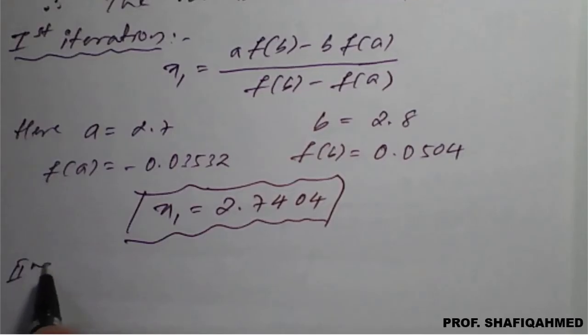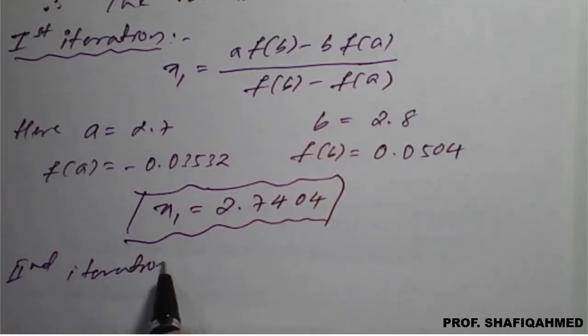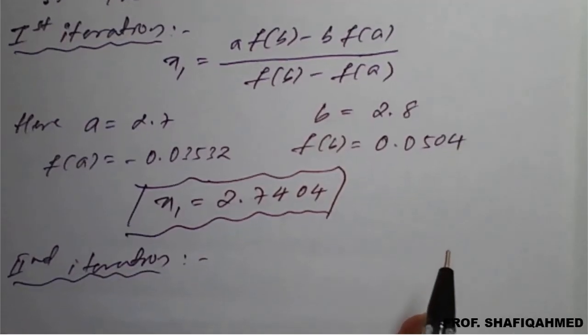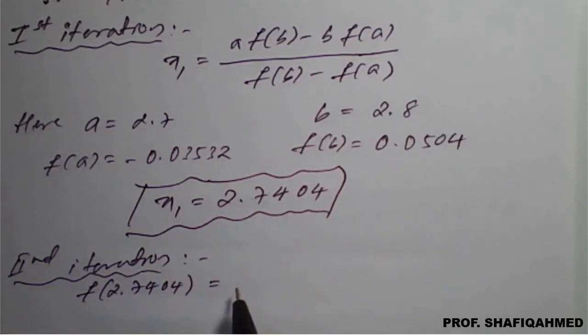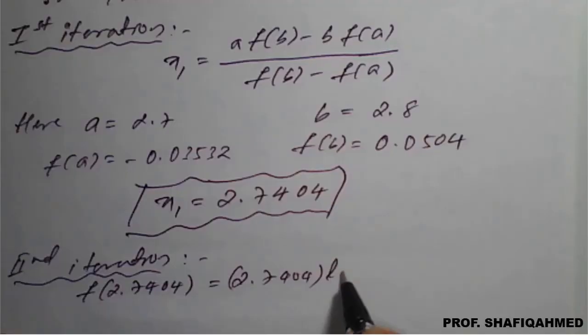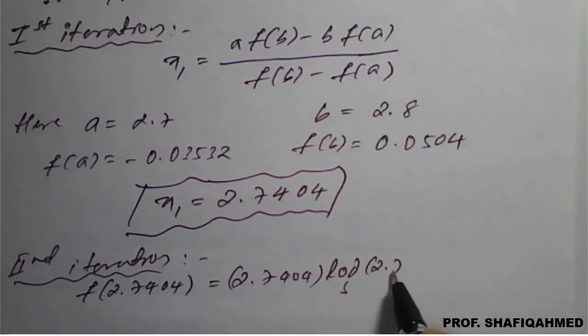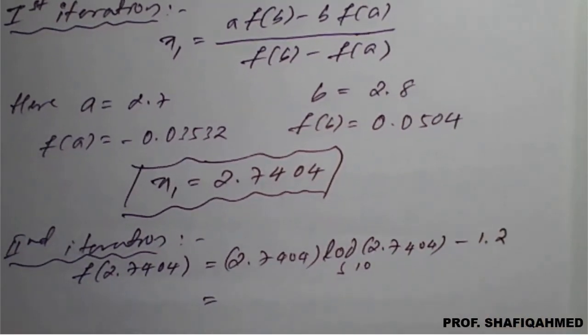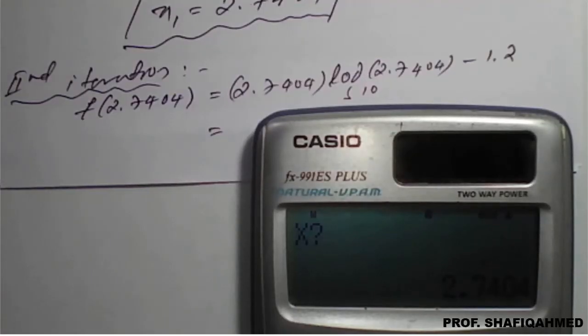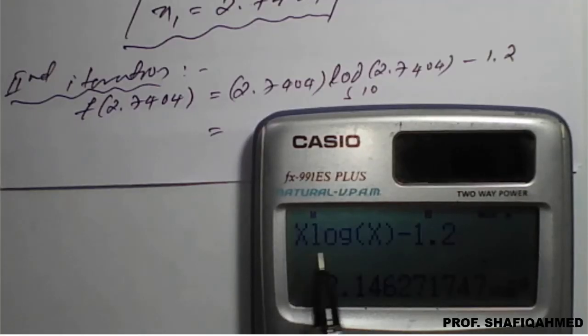So second iteration, f of 2.7404 we need to find, that is 2.7404 into log of 2.7404 of base 10 minus 1.2. So if you calculate, we'll get the result. So this is x log x to the base 10, it is understood, minus 1.2.